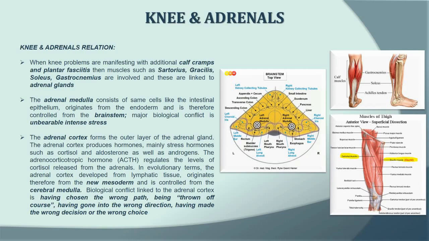The adrenal cortex forms the outer layer of the adrenal gland, and the adrenal cortex produces hormones, mainly stress hormones such as cortisol and aldosterone, as well as the androgens. The adrenocorticotropic hormone, ACTH, regulates the levels of cortisol released from the adrenals, and in evolutionary terms, the adrenal cortex developed from the lymphatic tissue and originates therefore from the new mesoderm and is controlled from the cerebral medulla. Biological conflict linked to the adrenal cortex is having chosen the wrong path, being thrown off course, having gone into the wrong direction, and having made the wrong decision or the wrong choice.